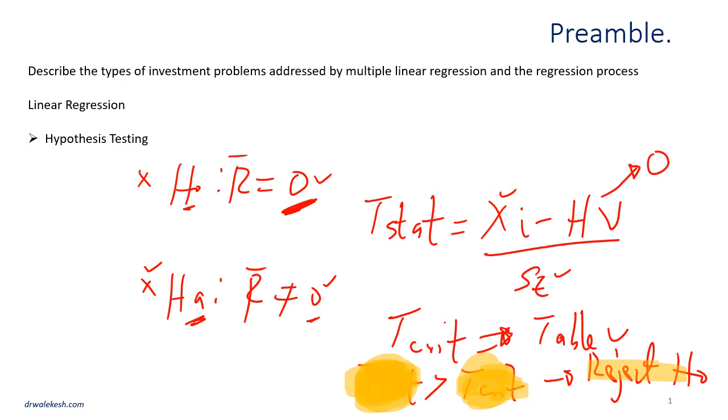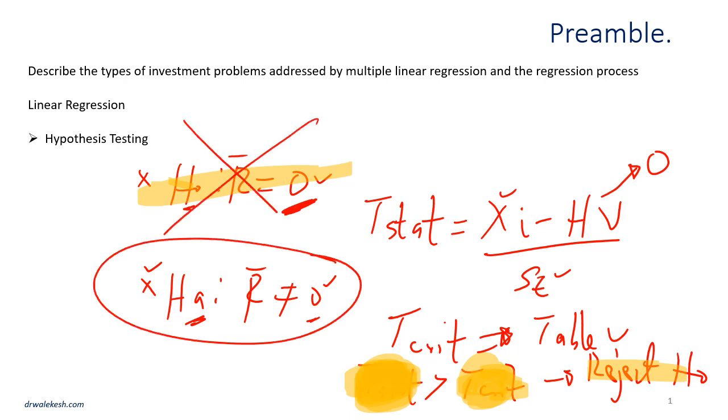And if you reject your null, that means you are rejecting this. You are saying this is not true. Then you are accepting this. But we said we do not use the word accept. What we use is to fail to reject the alternative hypothesis.